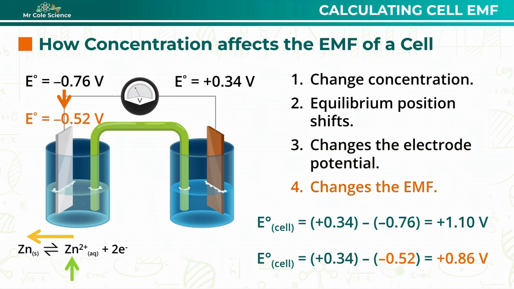So increasing the concentration at the negative electrode shifts the equilibrium in a way that makes the electrode potential less negative, and so that would reduce the EMF. Whereas increasing concentration at the positive electrode makes the electrode potential more positive, and that would result in an increase in the EMF. So it all comes back to one idea. EMF is the difference between two electrode potentials, and anything that changes those potentials will change the EMF.